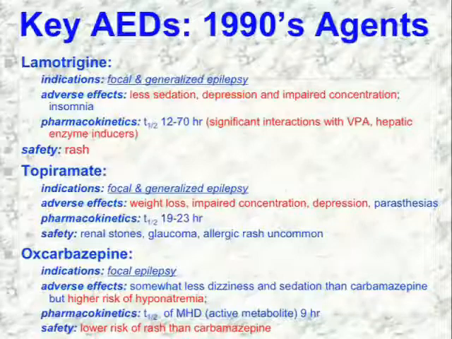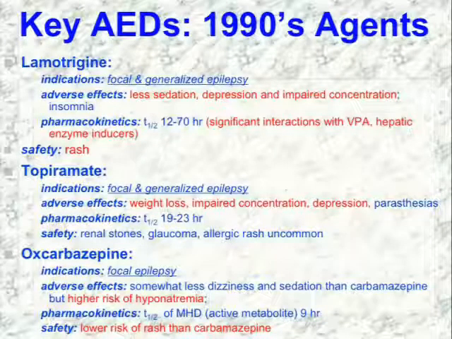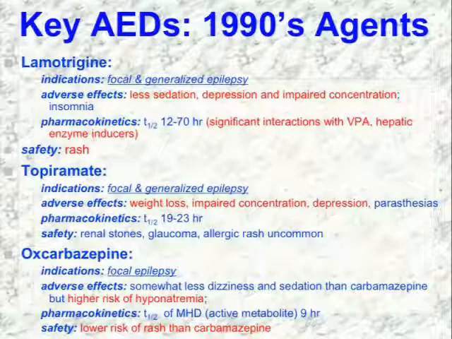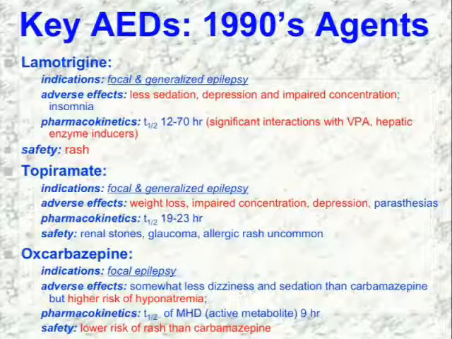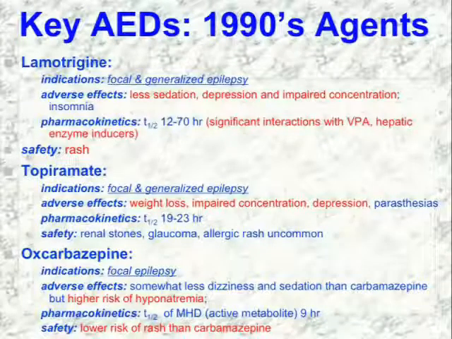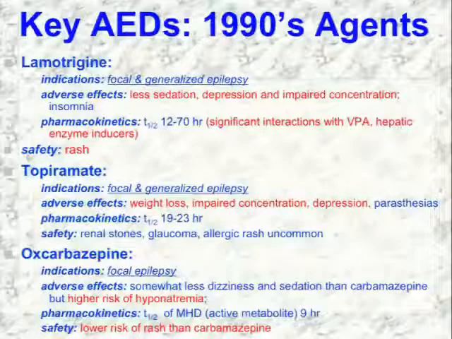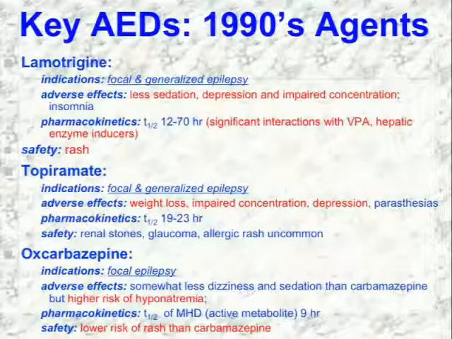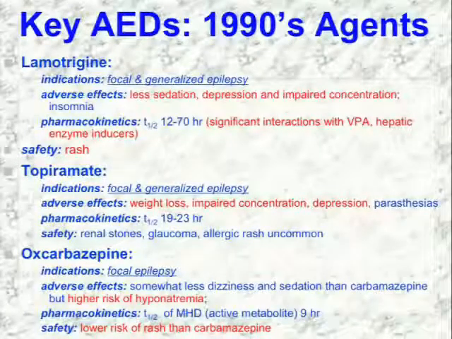Oxcarbazepine is related to carbamazepine, Tegretol. It's a very effective drug. It causes somewhat less side effects in terms of dizziness, lower risk of rash. It's used a lot in the pediatric population. It's used less in the adult population because of issues with hyponatremia, which is not too much a problem in kids, but it's a huge problem in older adults.